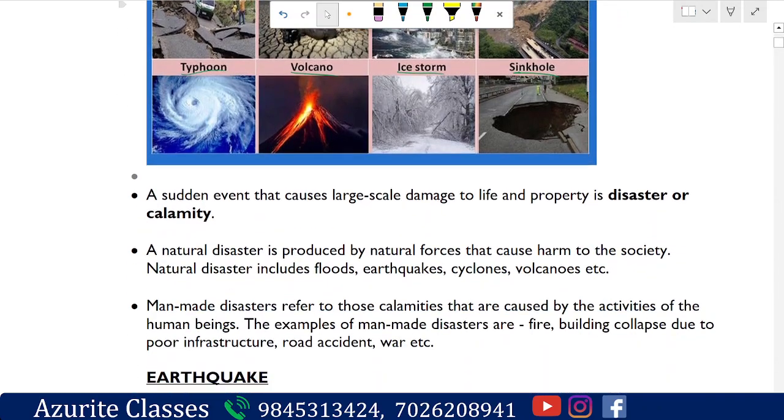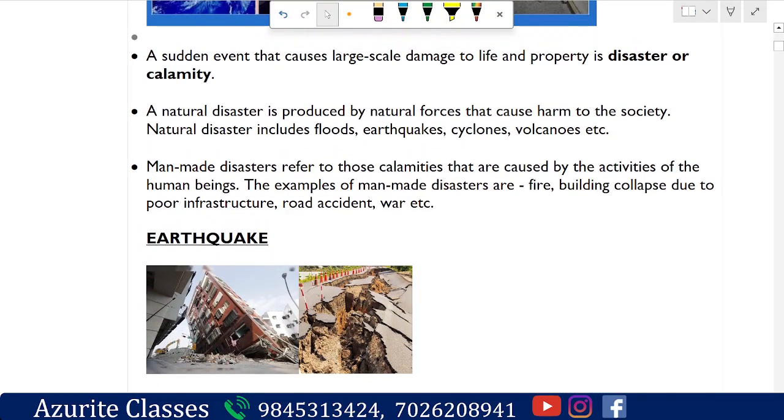Does everyone know what you mean by natural disaster? A natural disaster happens suddenly. If you know that a building is going to collapse, will you be there in the building or will you come out of the building? Yes, you will come out of it, right? You don't know when it is going to happen. It is a sudden event which causes damage to life, means to people, to animals, to living beings.